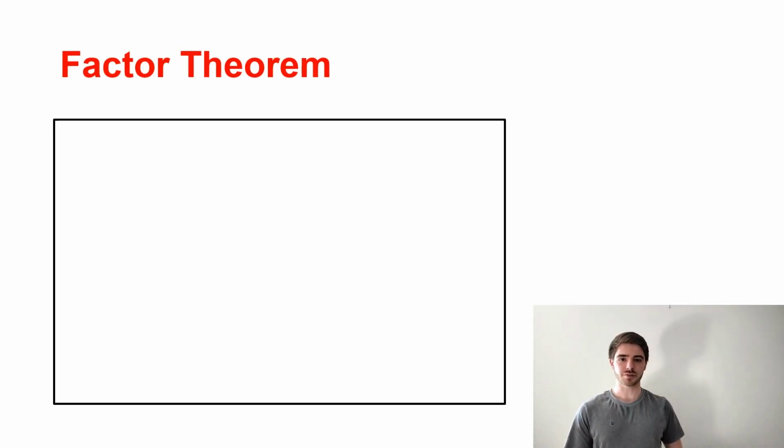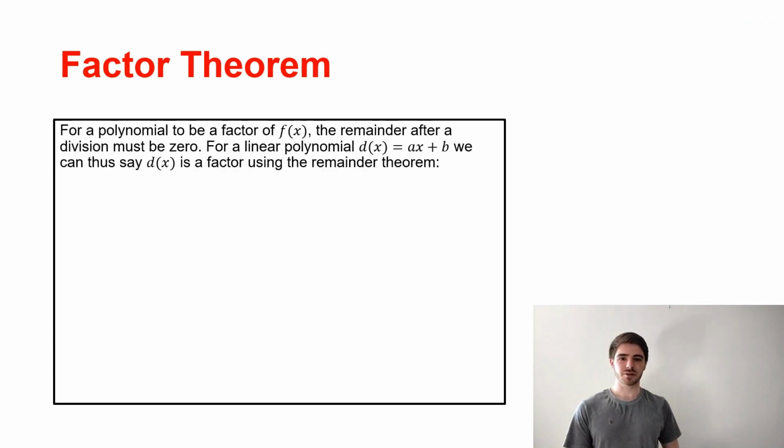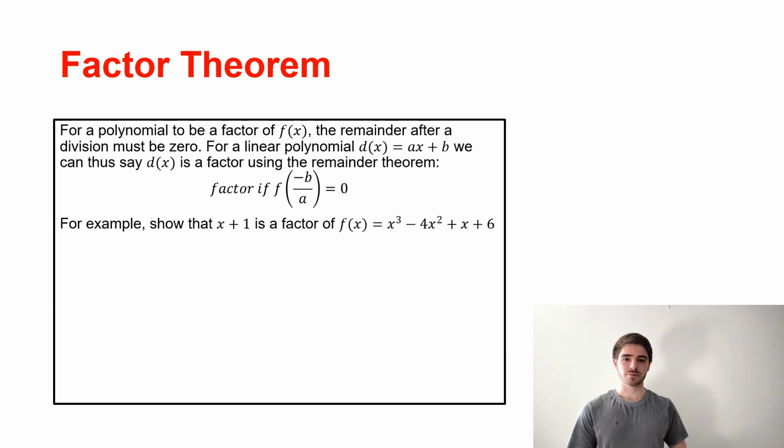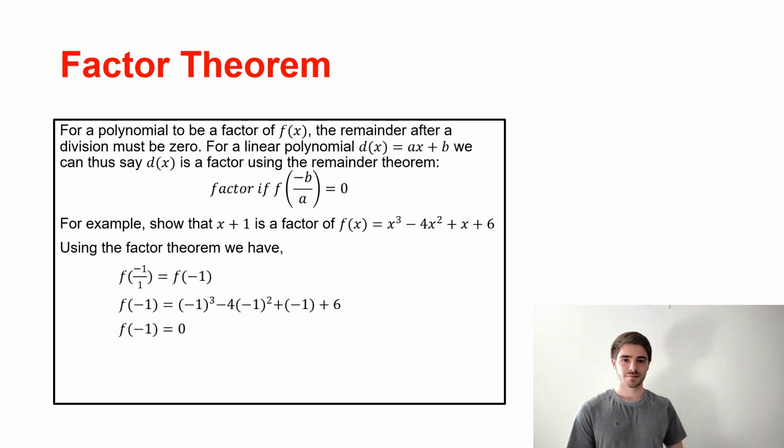Similarly, we can prove that a linear polynomial is a factor of another polynomial by using the factor theorem. For a polynomial to be a factor of another polynomial, the remainder after division must be 0. And we can get that remainder from the remainder theorem. So we can say that d of x is a factor of f of x if the remainder theorem gives 0. For example, we can show that x plus 1 is a factor of f of x as follows. The remainder theorem gave 0, thus x plus 1 must have been a factor.